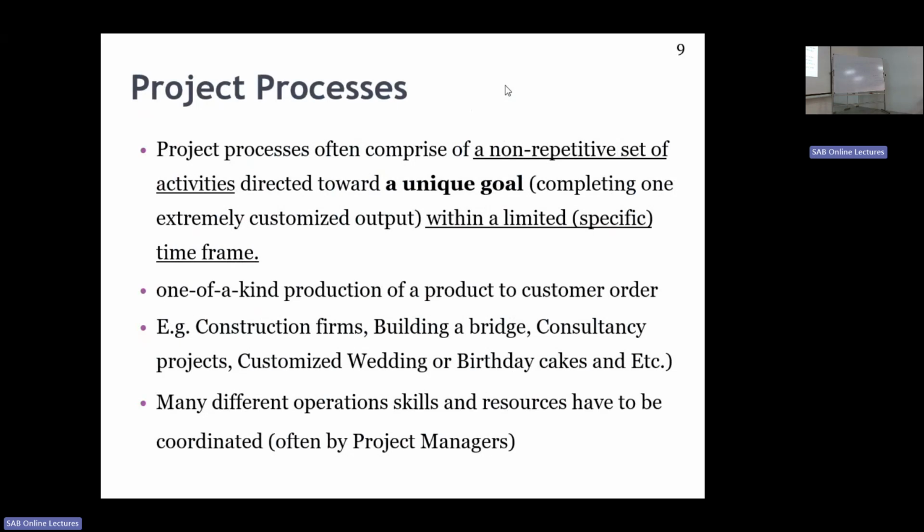And then in terms of volume, it is extremely low. More often, it's only one product we produce. How many outputs? One at a time. Such we got project. What else have we talked about? Highly customized output is produced.